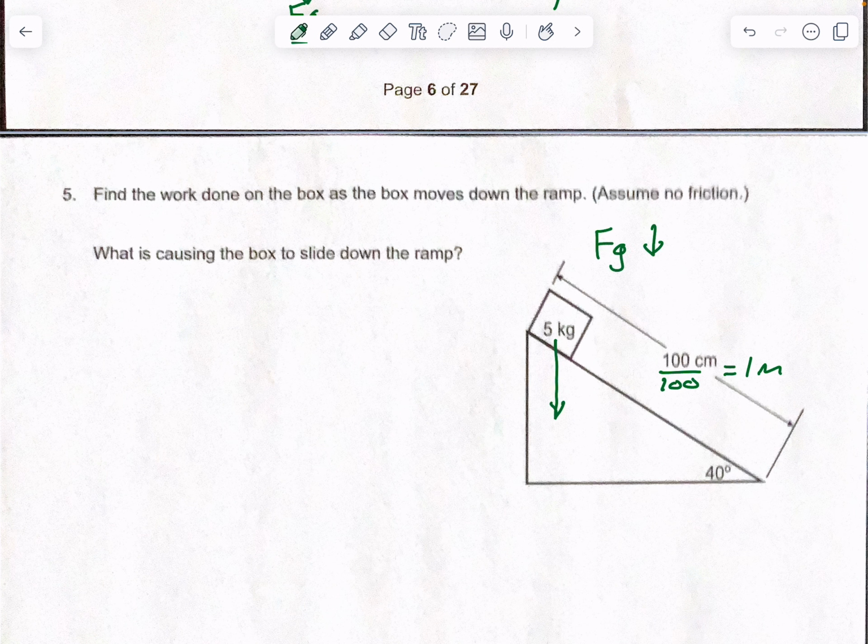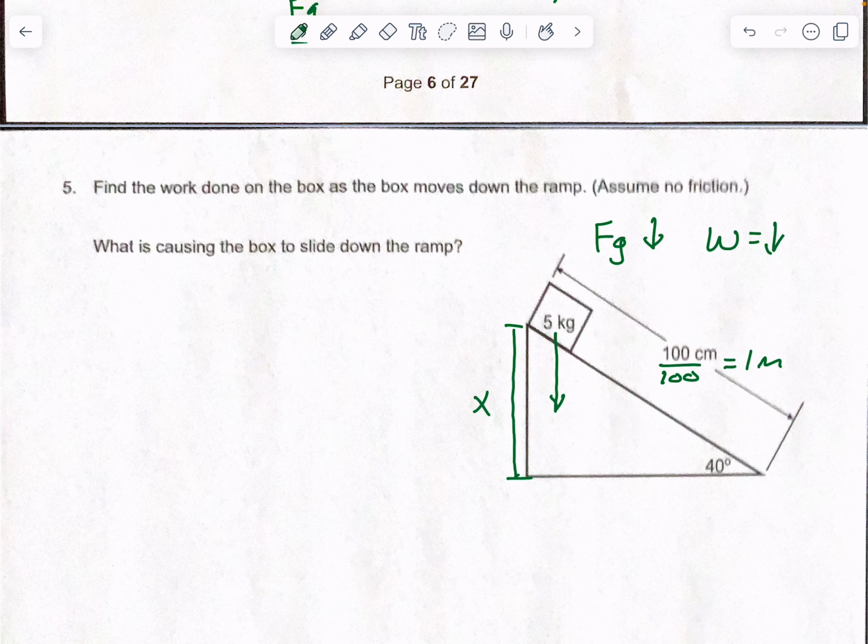So that means if gravity is the one doing the work, work has to be going down as well. Again, like I said, gravity didn't care about the ramp. All it cares about is getting the box from the top to the ground. So if work equals force times distance, I need force in that direction and distance in that direction. I do not have that distance. I need to figure out the height of that ramp.